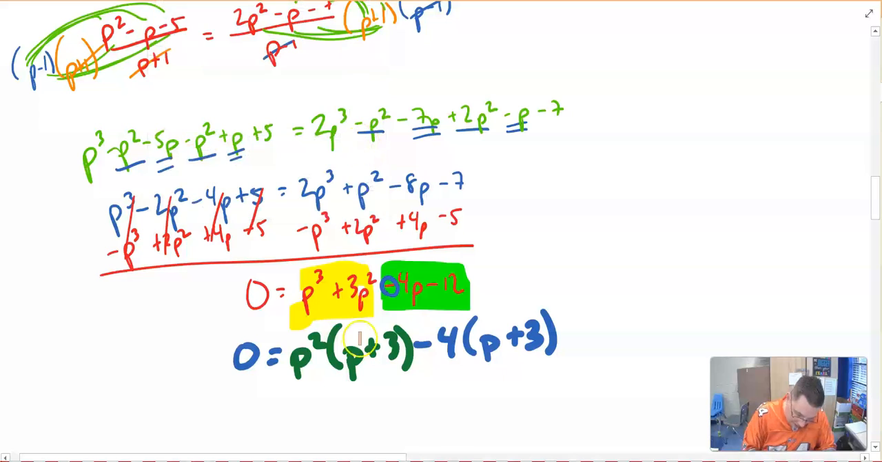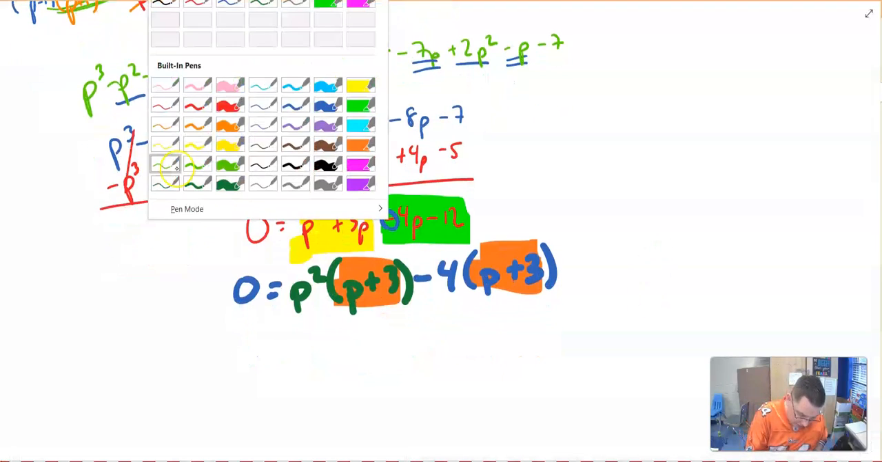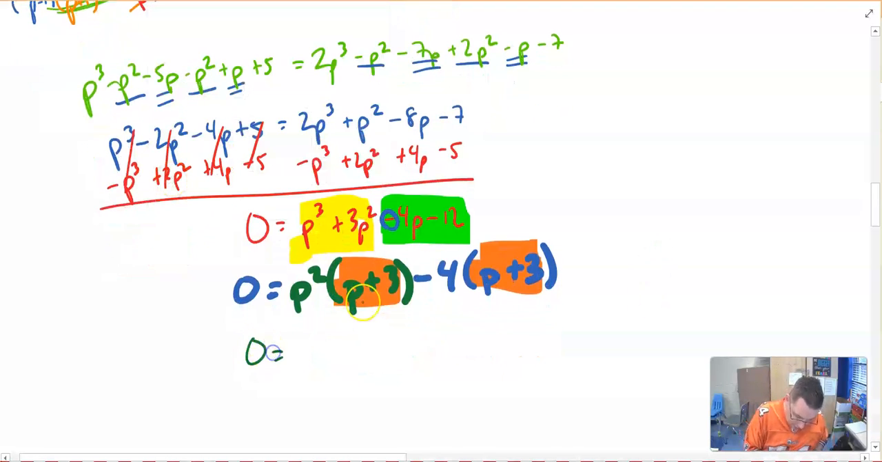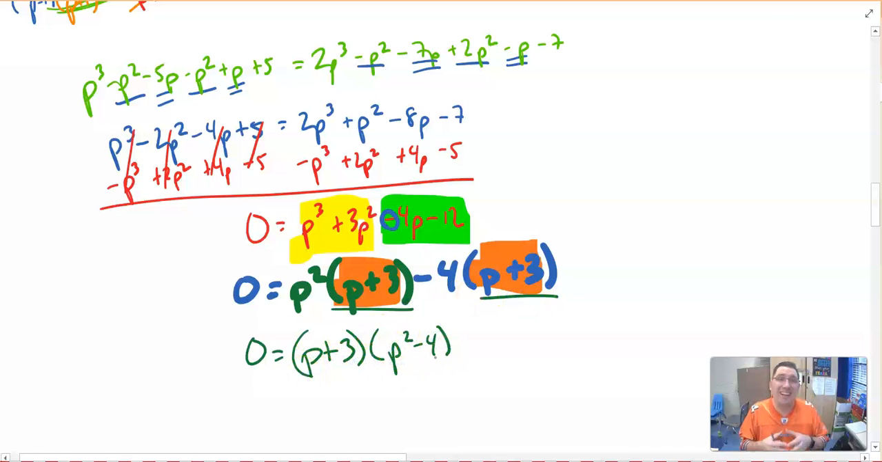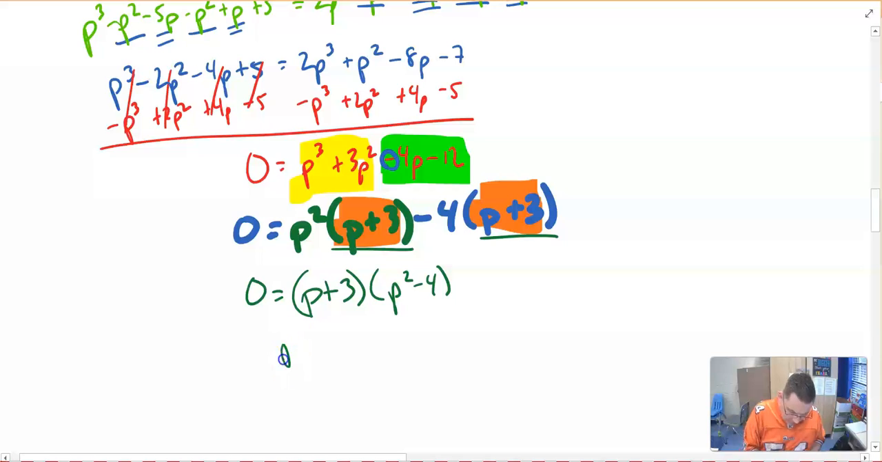And now, remember that we want this parenthesis and this parenthesis to be the same to do the next step. And because they're the same, we can do the next step, and that next step is going to take this piece and this piece. So the p plus 3, that's our first, and then p squared minus 4 is the other piece. Now, from here, remember that we're going to set each piece equal to 0 and solve for p. So I'm going to get that p is equal to negative 3, and I get p squared is equal to 4.